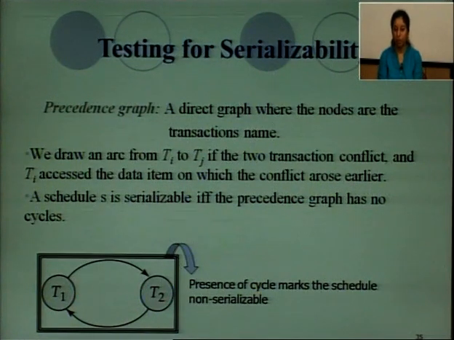Then, testing for serializability. This is done with a precedence graph, a directed graph where the nodes are transaction names. We draw an arc from Ti to Tj if the two transactions conflict, and Ti accessed the data item on which the conflict arose earlier. A schedule S is serializable if the precedence graph has no cycles. This is known as a precedence graph. The presence of a cycle marks a schedule as non-serializable.